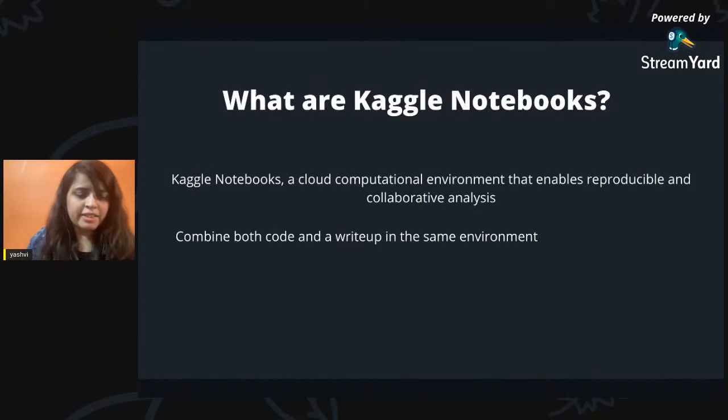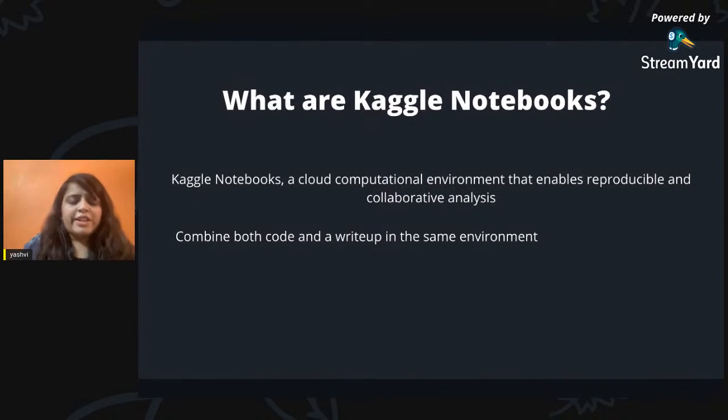Now, like I said, Kaggle is more than the competition stuff. One of the wonderful features I like about Kaggle is that it provides Kaggle notebooks. Kaggle notebooks are a cloud computational environment; you have heard about Jupyter and Google Colab. It's something like that. It gives you a Jupyter notebook in which you can combine your code and write-up in the same environment. Basically, in Kaggle there are four types of masters: dataset masters, notebook masters, competition masters and discussion masters.